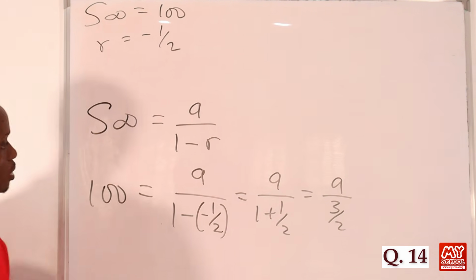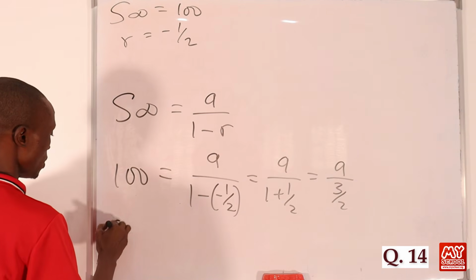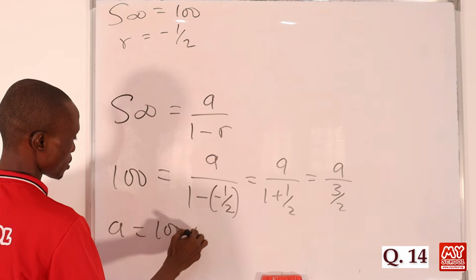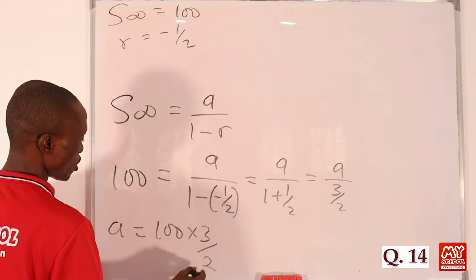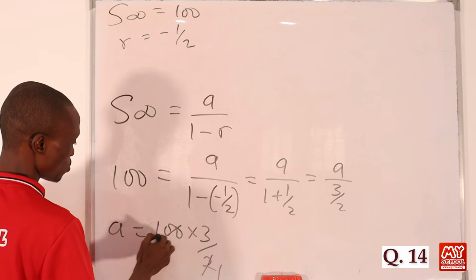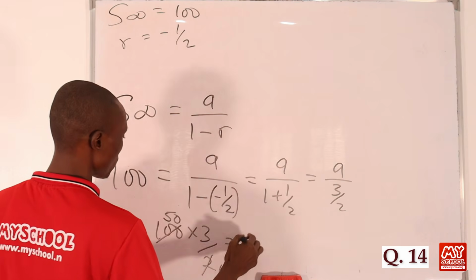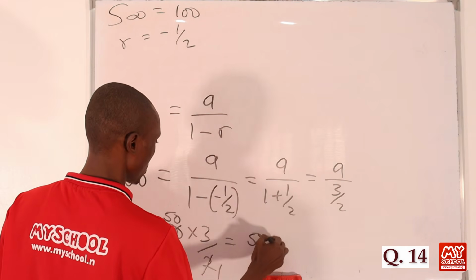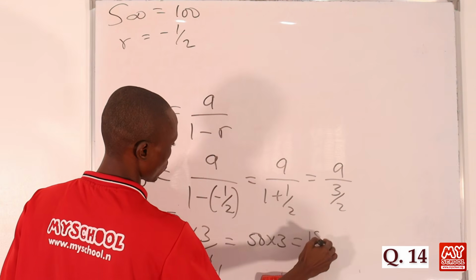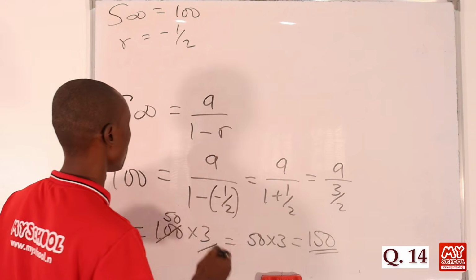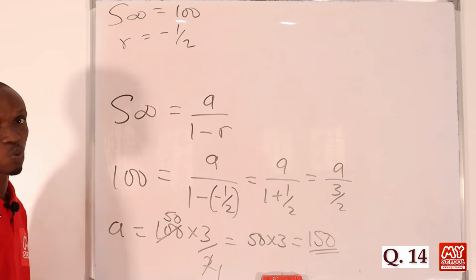So since we are looking for a, we simply cross multiply. So a will be equal to 100 times 3 all over 2. So 2 here is 1, 2 here is 50, right? So that will give us a equal to 50 times 3, and that will be equal to 150. So the value of a is equal to 150.